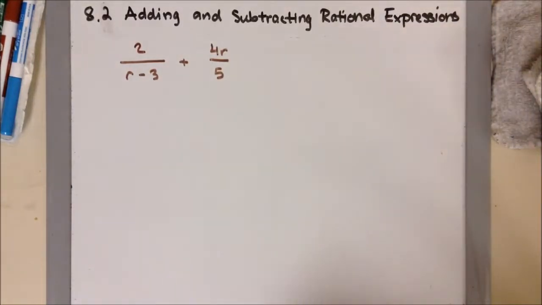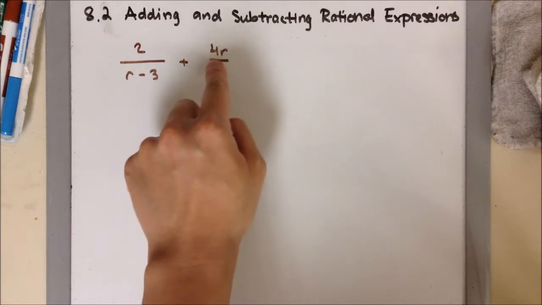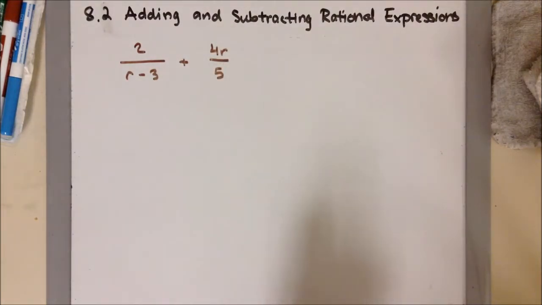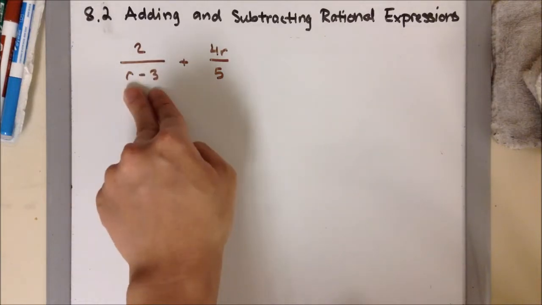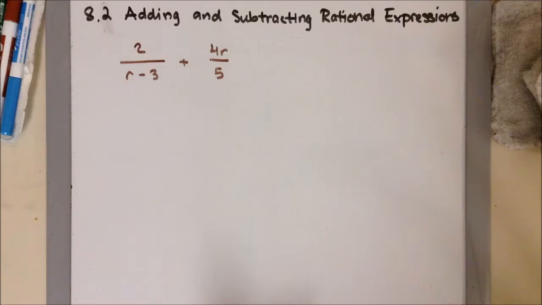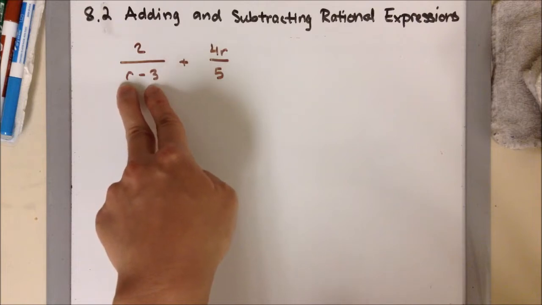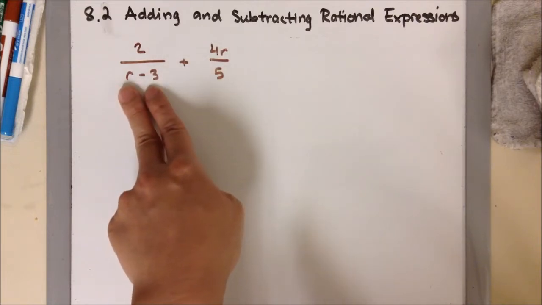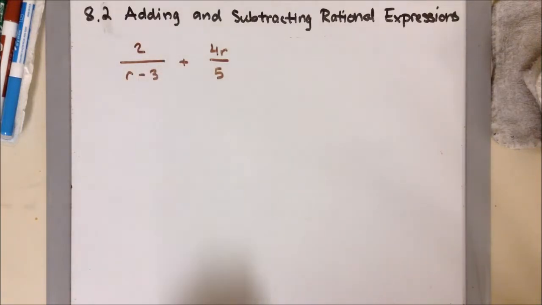In this example, we have 2 over r minus 3 plus 4r over 5. So in this example, we have a rational expression, with r minus 3 in the denominator. When you have an expression, it's always best to check if you can factor. There's nothing in common between r and negative 3, so this expression is in its simplest form, so we don't have to worry about factoring.